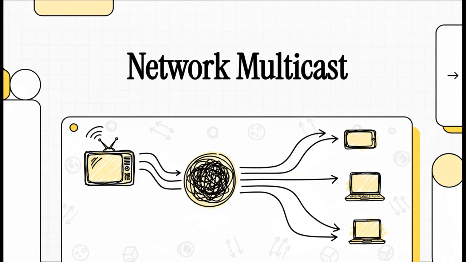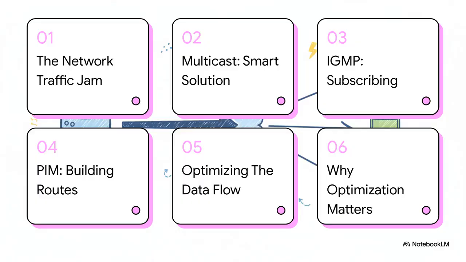All right, let's get into it. So here's what we're going to cover. First, we'll look at the problem, what I like to call the network traffic jam. Then we'll introduce multicast as the smart solution. After that, we'll break down the key protocols that make it all work, IGMP and PIM. We'll see how the whole thing gets optimized, and then we'll wrap up by talking about why any of this really matters in the real world.